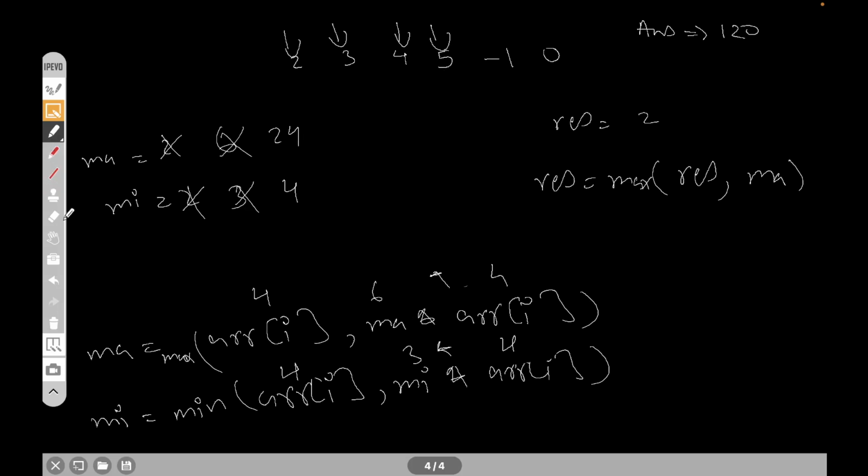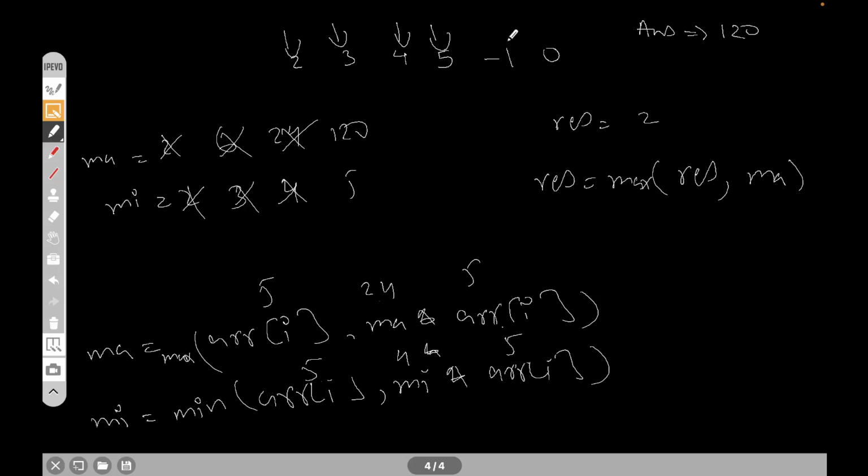Now this is 5, and MA stores the value as 24, and MI stores the value as 4. So the maximum of 5 comma 1 gives you 120. So the maximum of both of that will be 120, so we store that in our MA. And the minimum of 5 comma 20 will be 5, so MI stores the value as 5.